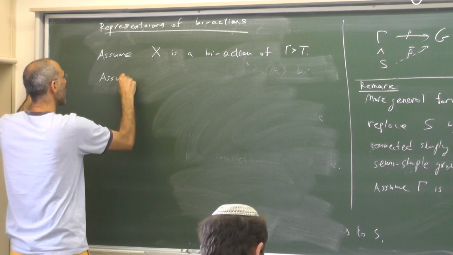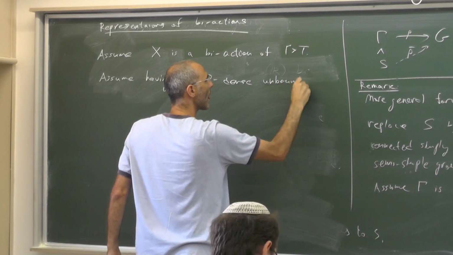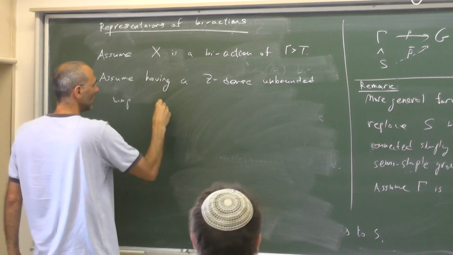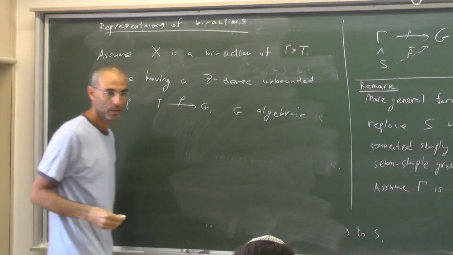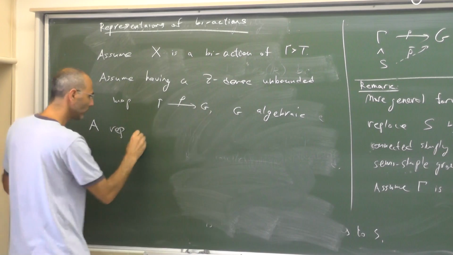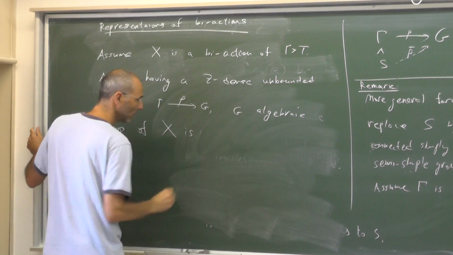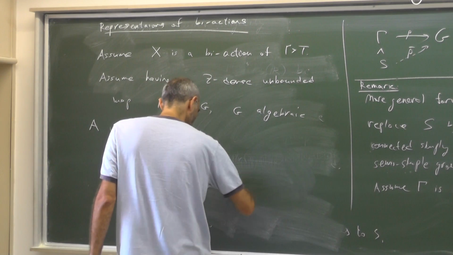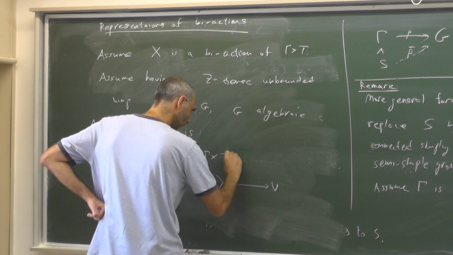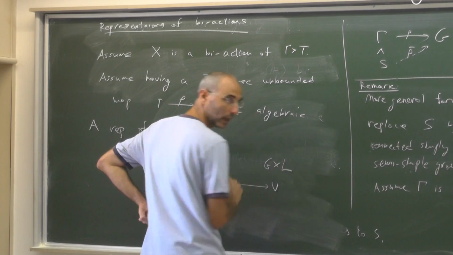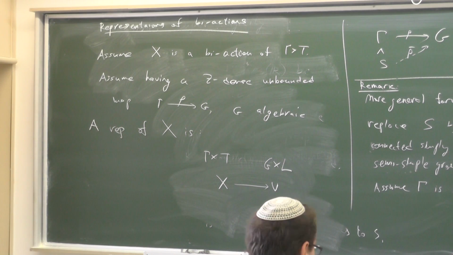Assume having a Zariski dense, unbounded map from gamma to G algebraic. So a representation of X, actually a representation of all these data, I'm reminding you, is a map X to V. This is a variety, and here I'm having the gamma times T action. Here I should have G times L action, with the color to emphasize the thing that I'm choosing, and I was not given before.